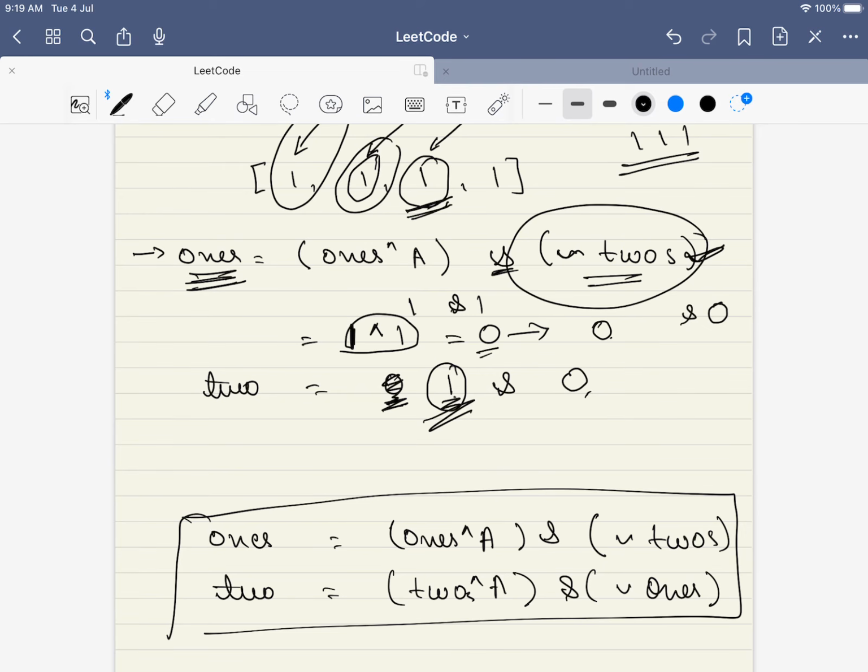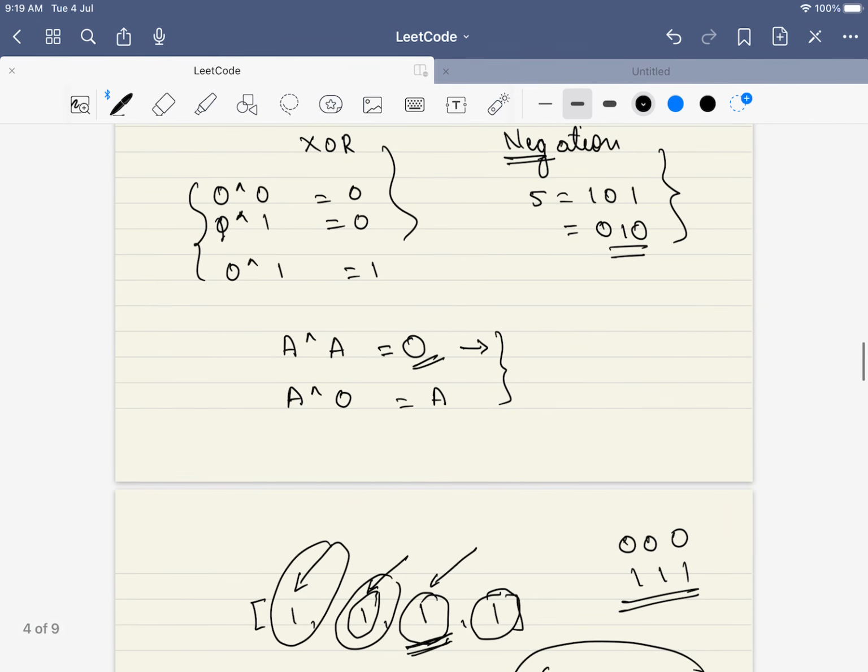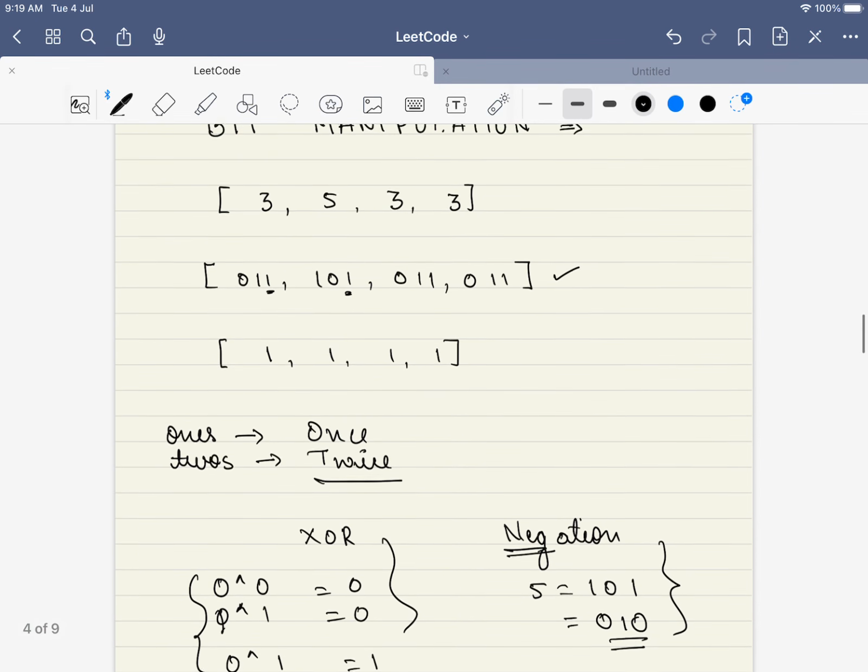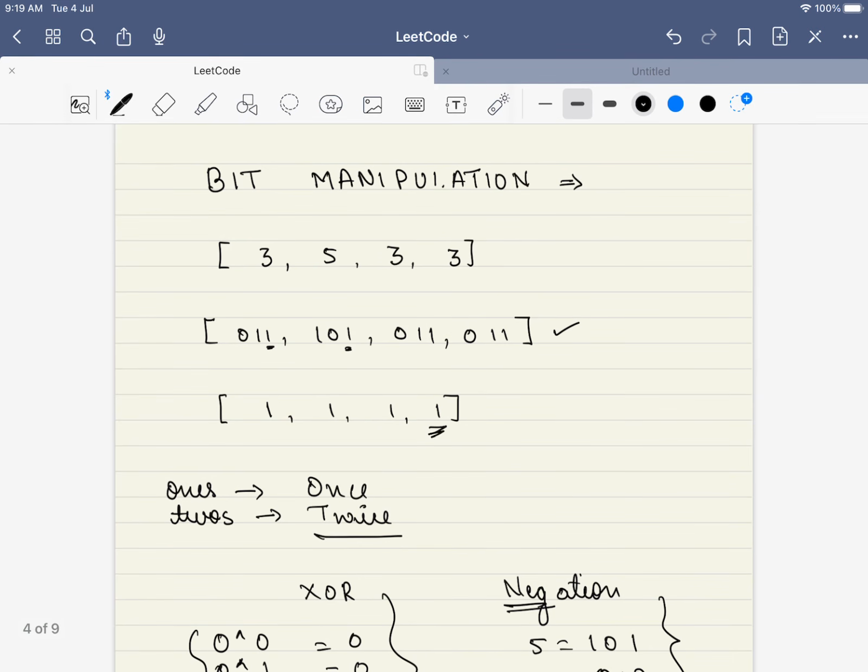So the key idea here is, if the number has just occurred once, we added it to ones. Then again, if it has occurred twice, we added it to twos. And if it is occurring thrice, we removed it from twos also. Then finally, though this is the number which is adding, we are not caring about which number represents which, but we are just caring about the final bit.